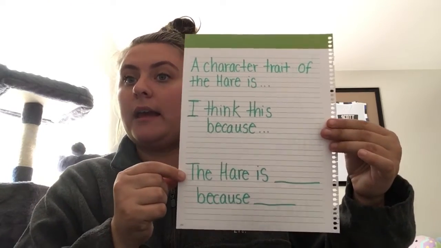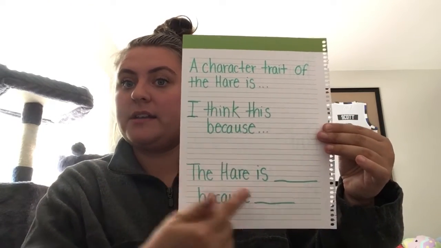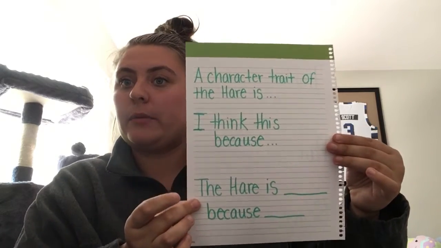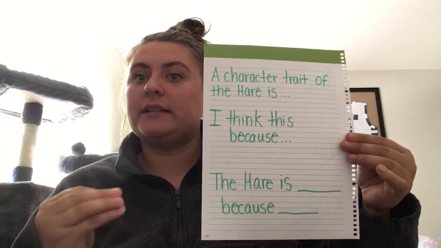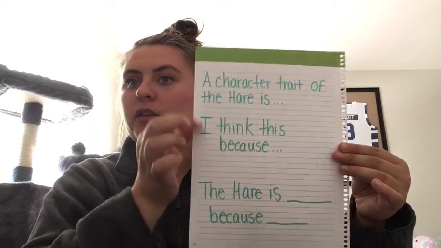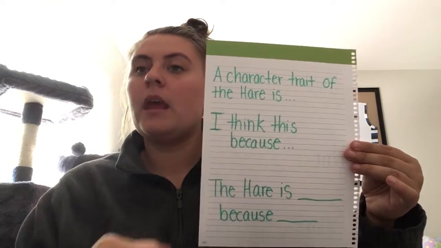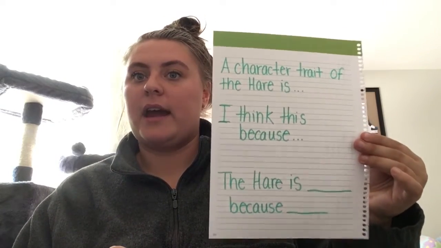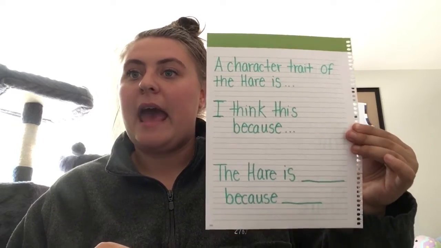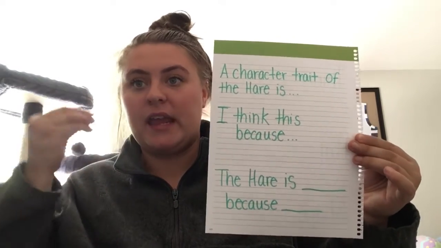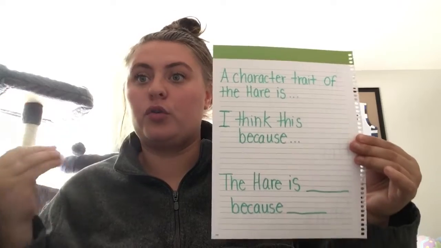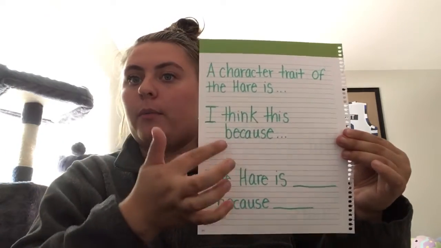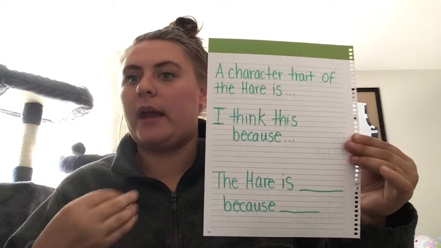I've created a second sentence stem being the hare is blank because blank. So it kind of just puts these two together but shortens it for some of my students who need a more concise little sentence stem rather than two different ones. I would say that having these displayed is a great idea because students aren't having to use their thinking time, which is the real critical thinking aspect of this activity. They don't have to spend that time coming up with, okay, how am I going to say this to my partner when I get with my partner?